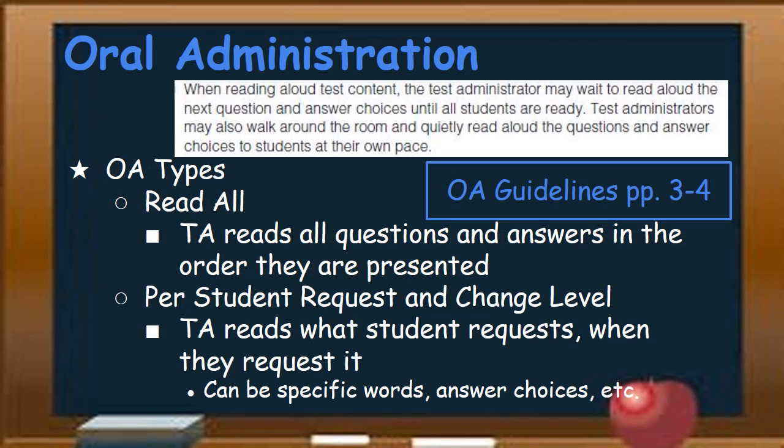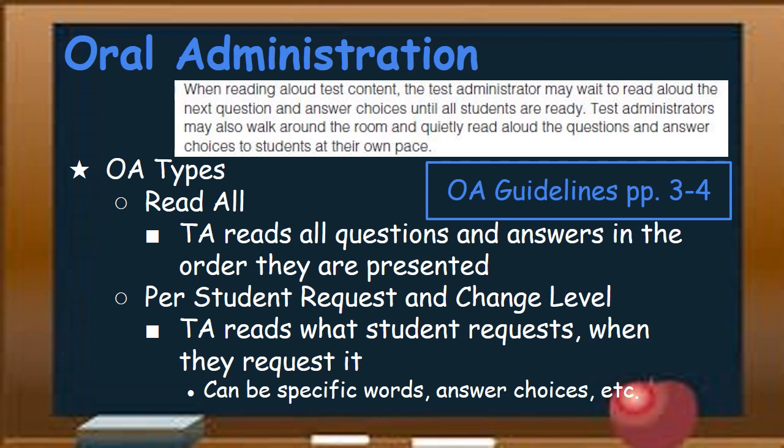There are 3 types of oral administration that students can receive. There's a read all, where the test administrator must read the questions and answers in the choice they are presented all the way through. If a student at any time requests the questions to be read again, the test administrator has to wait until the entire assessment has been read fully one time before going back and then reading again for kids. There's also the per student request, which means that the student may allow the test administrator to know when they need a question or a word or phrase read to them.